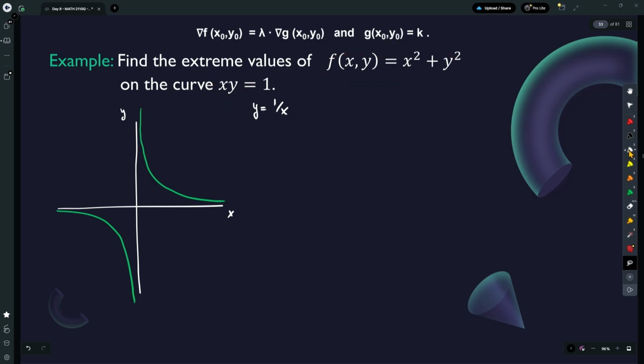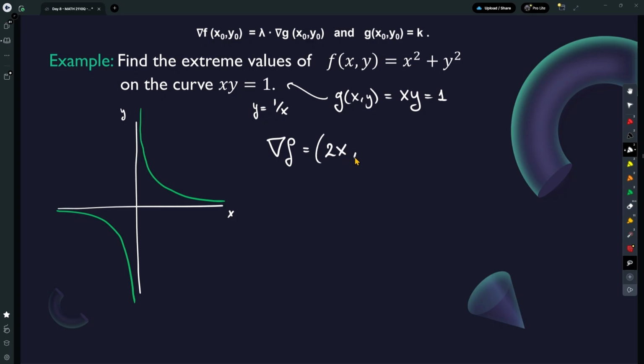In this case, let's write this as g of x comma y. That's x times y equals 1. So g is x times y. We have to make those gradients be parallel. So let's first compute the gradients. So the gradient of f will be the partial derivative with respect to x, comma, the partial derivative with respect to y. And that is 2x, comma, 2y.